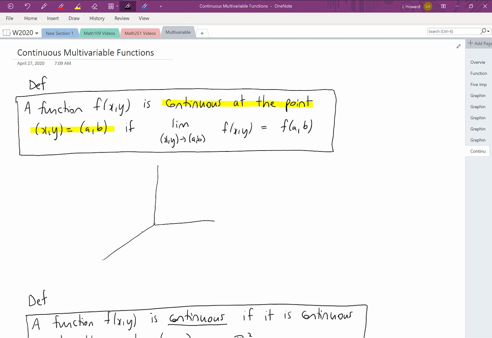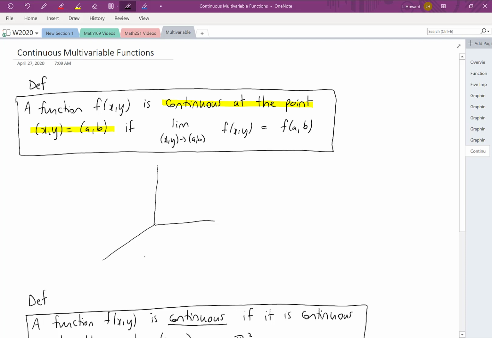Let's say that a function, we'll call it f of x y, is continuous at the point (x, y) equal (a, b) if the limit as (x, y) goes to (a, b) of our function f of x y is equal to the value f of (a, b). So let's draw a picture underneath this definition just to try to understand what this is saying.